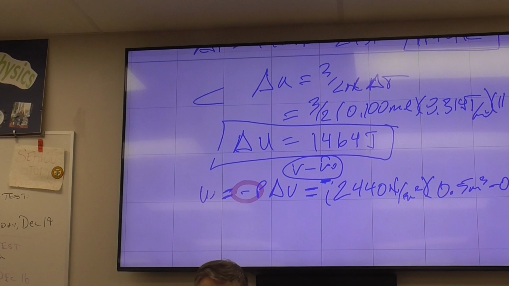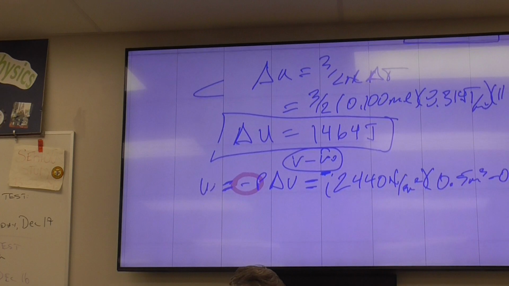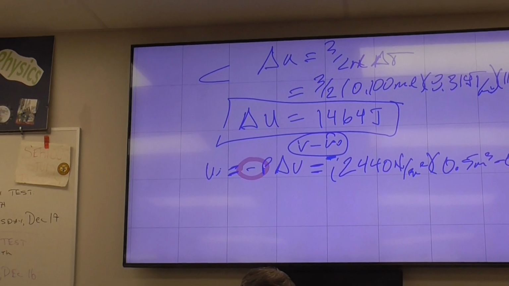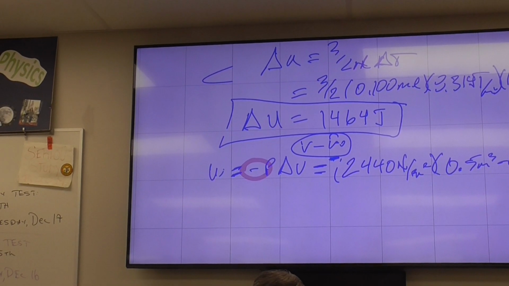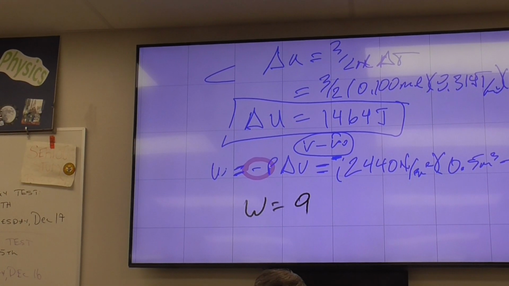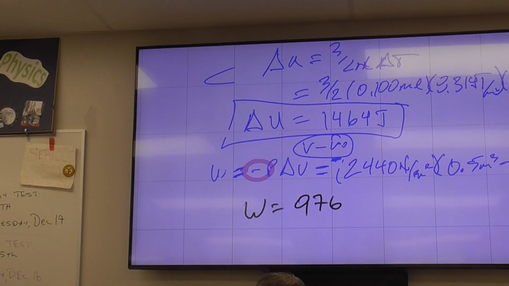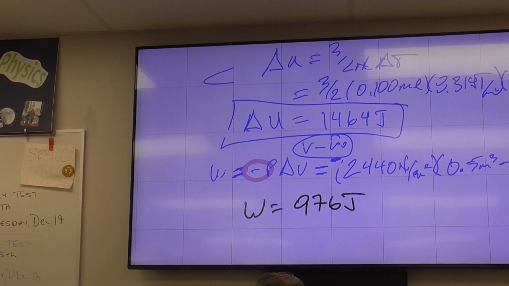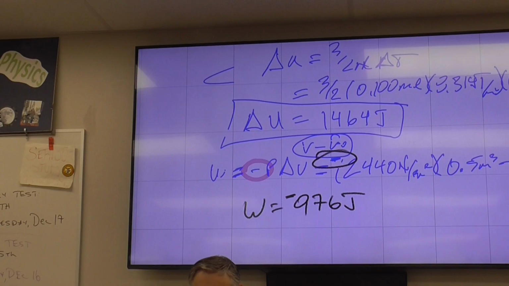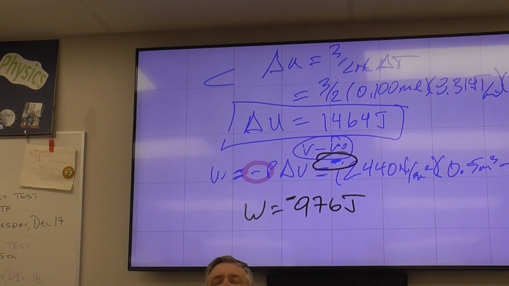So therefore, we end up with the same sign as if we use the nRT natural log. Okay? So take 2440 times 0.4. 976. Positive or negative? Negative. You've got that negative sign lurking out front.